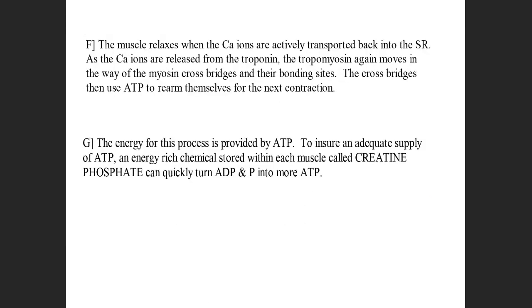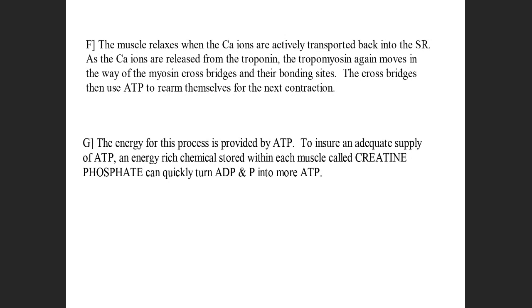Okay. Now, when you finish the contraction, you now want to relax the muscle. To relax the muscle, you have to get the calcium ions off of the tropomyosin so it can move back in the way. When it's back in the way, the cross bridges have to let go and the muscle relaxes. So you have to use energy, more ATP energy, to actively pump or transport the calcium back into the sarcoplasmic reticulum where it came from.